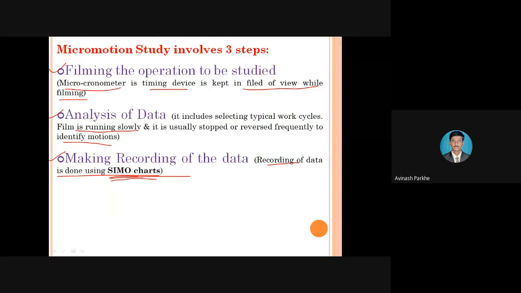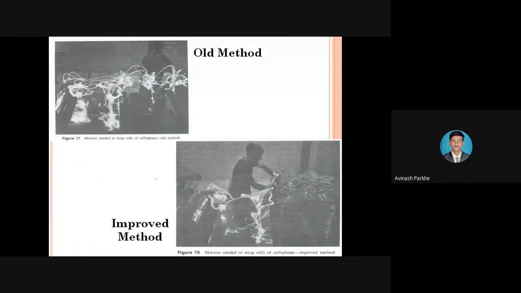So through this chart, we can represent all the small activities performed during the operation, and the time required to perform each activity. That can be represented by using this SIMO chart. And now from these two methods, you can easily get the information.